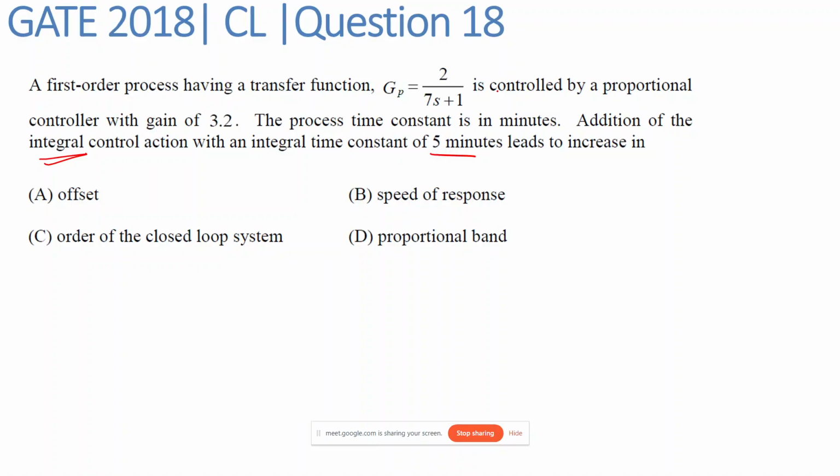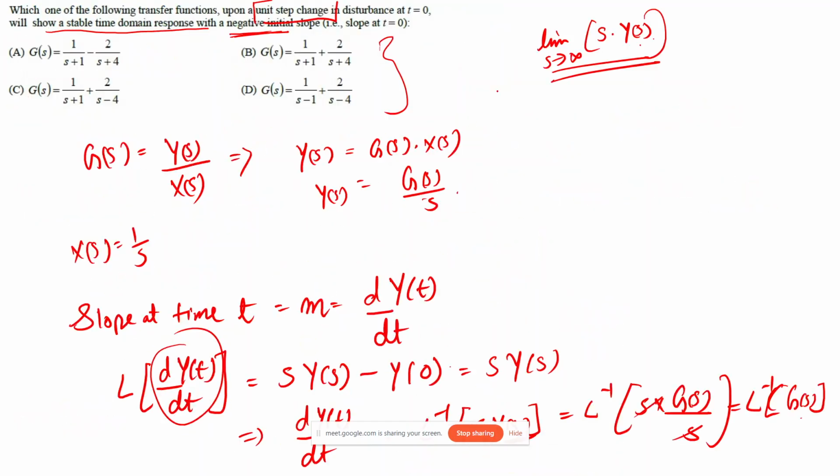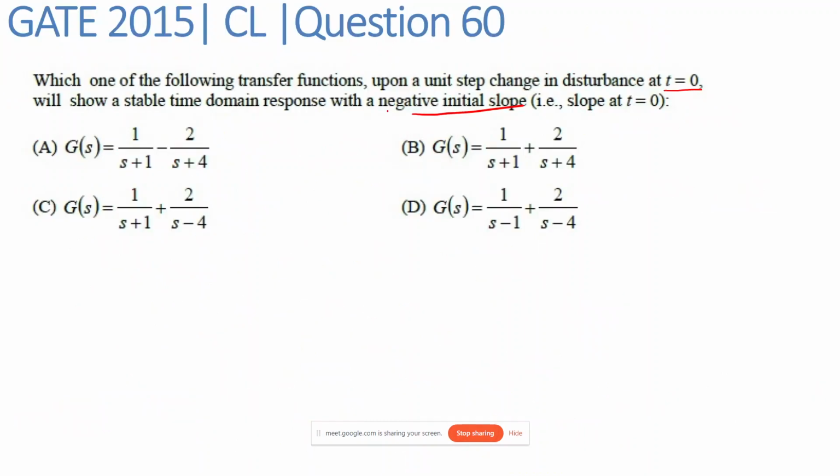Now let's take the last question for the day. In this question we have been given 4 different transfer functions, and the question asks which one of the following transfer functions, upon a unit step change in disturbance at t equal to 0, will show a stable time domain response with negative initial slope. So let's take a look at the video solution.